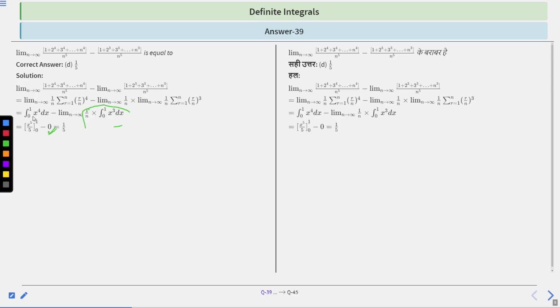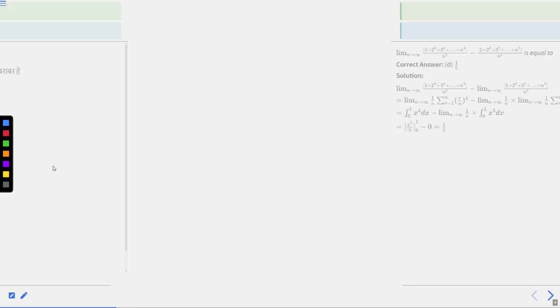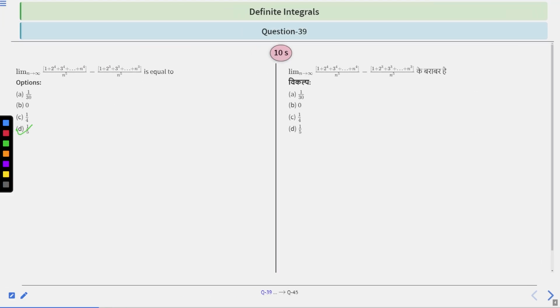And we have to integrate basically this part, 0 to 1 of x to the power 4 dx, which will be equal to x to the power 5 upon 5. So from 0 to 1, x to the power 5 upon 5 will be 1 by 5. Clear? So the answer of this question will be 1 by 5. Option D is the right choice. 1 by 5. Got it?